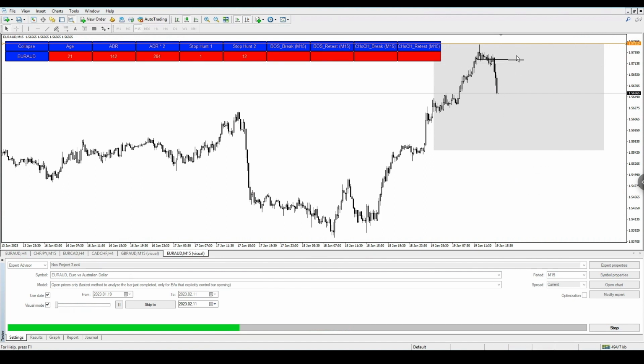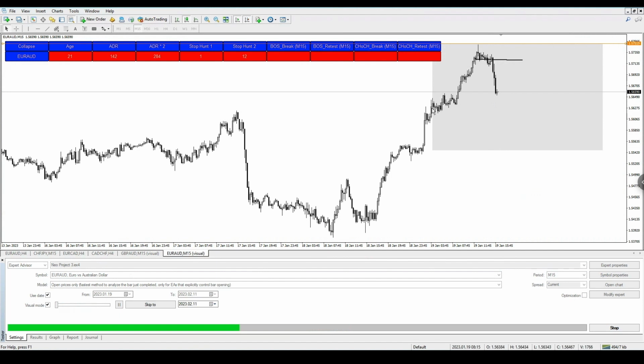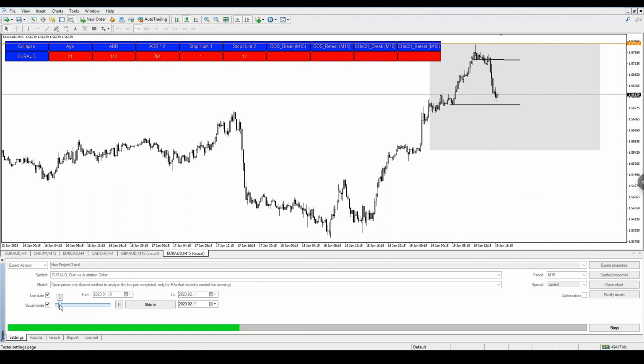And now we're just waiting to see what actually happens with price action. So our change of character would have been there in the market. Let's just see what happens as we move price forward.